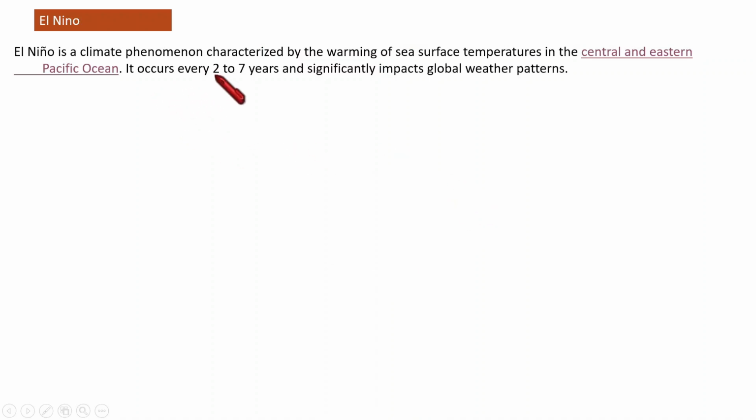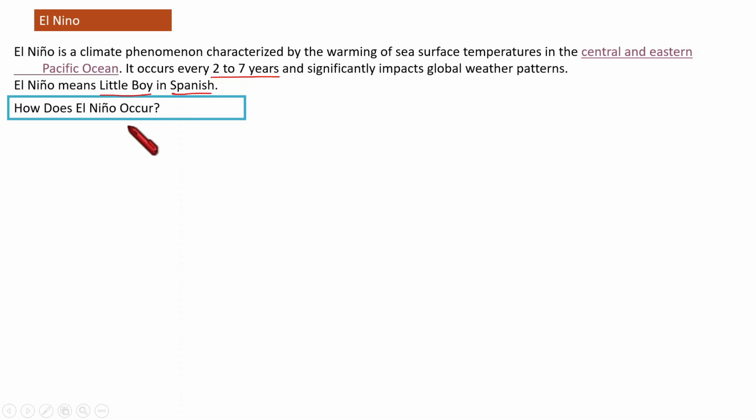And the frequency of El Nino is 2 to 7 years. So with a frequency of every 2 to 7 years this phenomenon is happening. That means frequency of occurrence. Then, what is the meaning of El Nino? El Nino means little boy, and it is a Spanish word. How does this El Nino occur? That we need to understand.